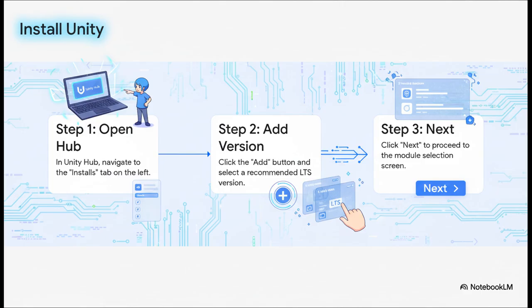This will bring up a list of all the official versions of Unity you can install. You're going to see a bunch of options, but what you want is the one at the top that Unity recommends. It will have a little tag next to it that says LTS. We'll talk about what that means in a second. Just find that recommended LTS version, select it, and then hit the Next button.